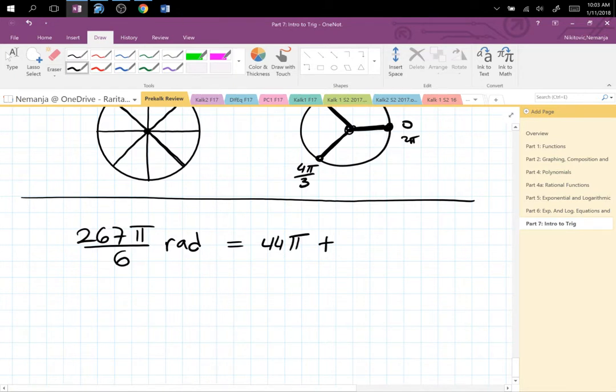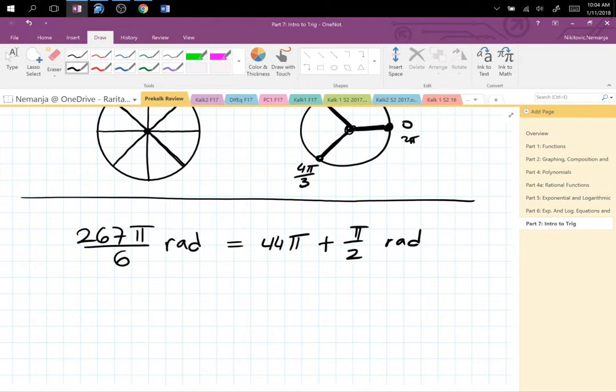And then plus pi over 2 in radians. So this is the measure that you would write in radians. So 22 full circles is 44 pi, because 22 times 2, right? Each one circle is 2 pi, so you have 22 full circles. It's 22 times 2 pi is 44 pi. So that's for the full circles.